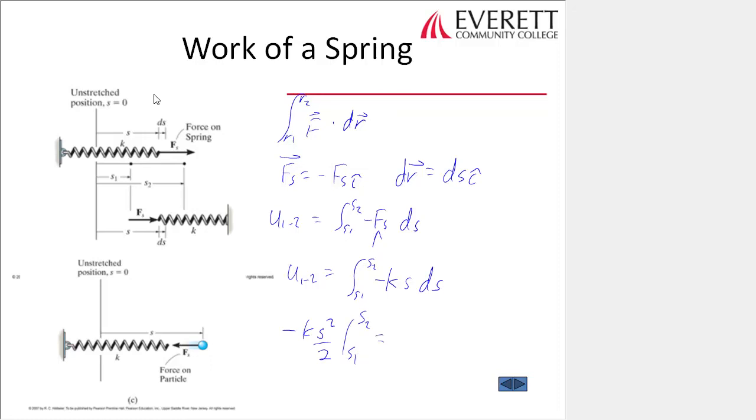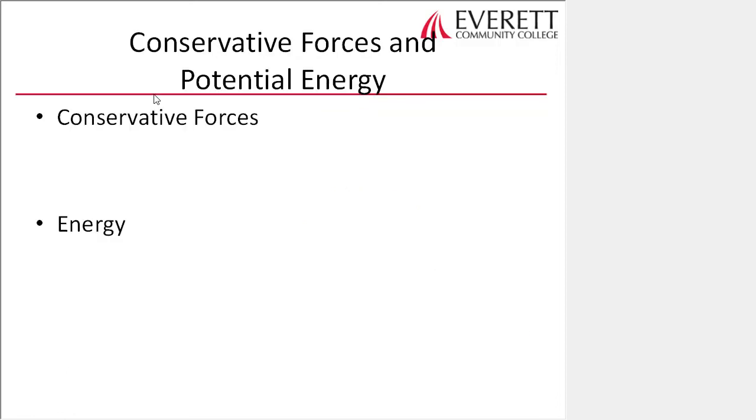So the work is going to be equal to negative 1/2 k s2 squared minus 1/2 k s1 squared. Spring and a weight both have path-independent energies. Right? So basically, if I take a spring and I move it all around, it doesn't matter what I do. If I go back to the same space, I have done 0 work.